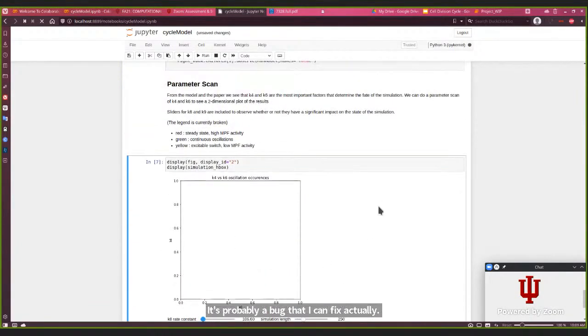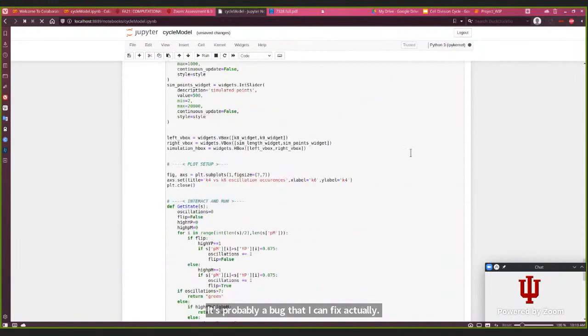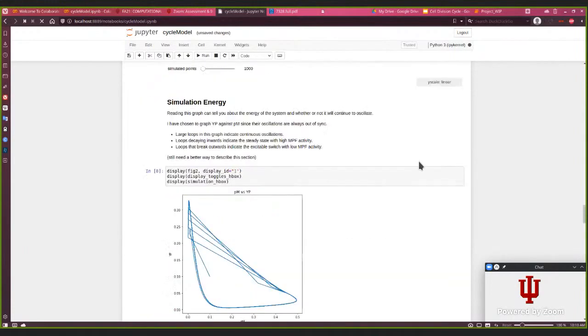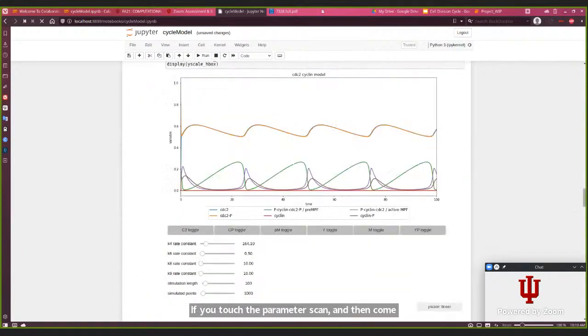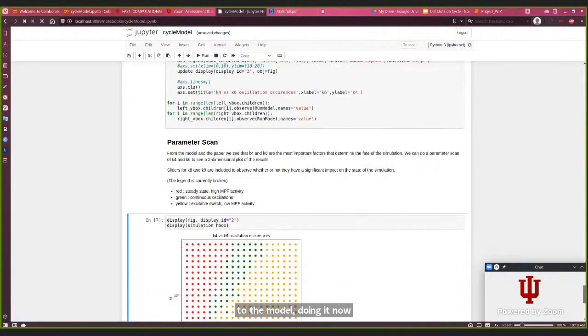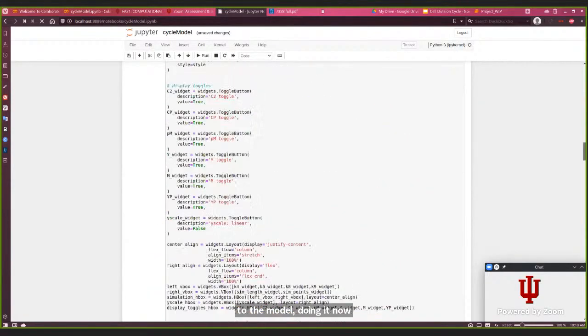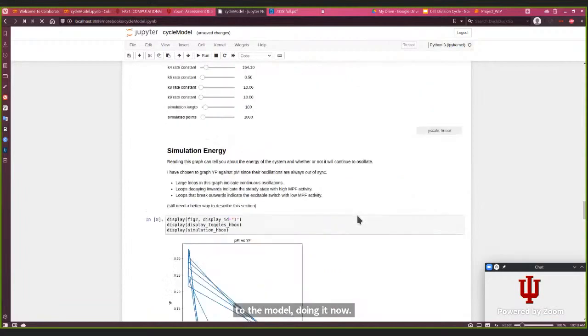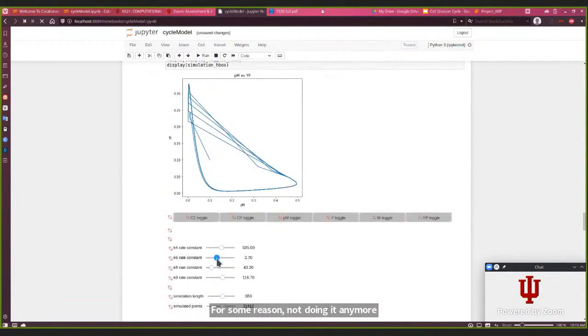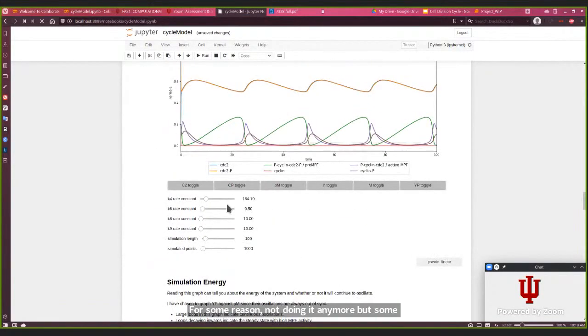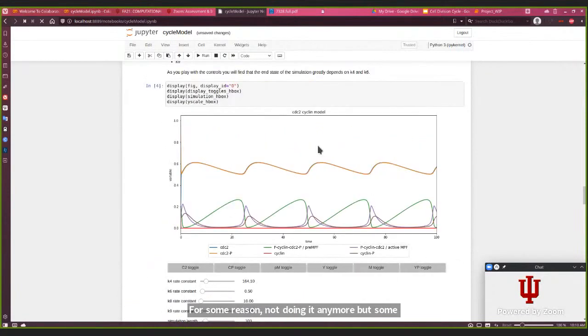If you touch the parameter scan and then come back to the model, it's not doing it now. I don't know why. But sometimes whenever I go and touch the parameter scan and then come back, it'll for some reason reset the size of this graph, and I don't know why, and that might be why it's showing the square for you.